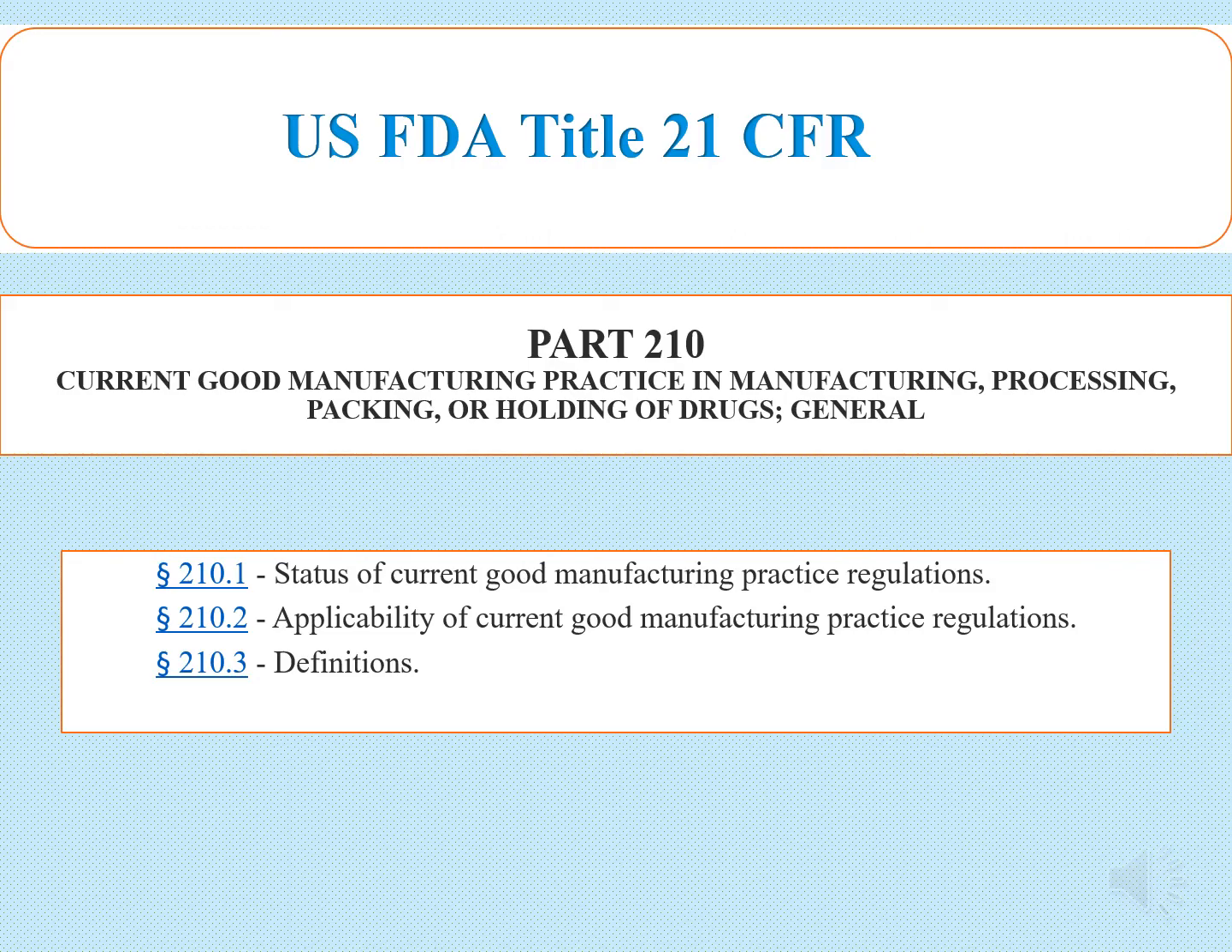21 CFR Part 210. Current good manufacturing practice in manufacturing, processing, packing, or holding of drugs, general. It has 3 sections. 210.1 Status of current good manufacturing practice regulations. 210.2 Applicability of current good manufacturing practice regulations. 210.3 Definitions.